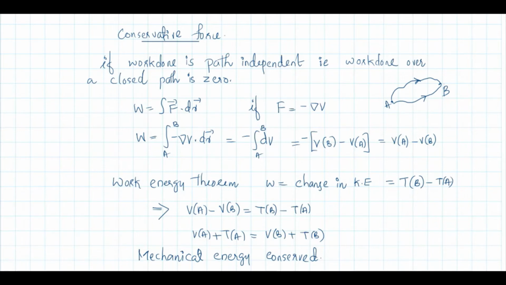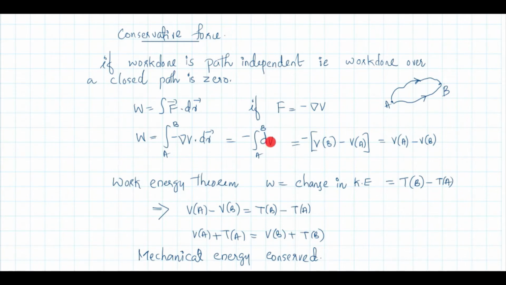Work done is defined as integral F dot dr, where F is the force and dr is the infinitesimal displacement. Integrating this quantity, you will get total work. Suppose the force can be written as negative gradient of some scalar quantity. We usually call it potential. Suppose the force can be written as negative gradient of potential, you can substitute for this F, that is minus del V dot dr. But del V dot dr is nothing but dV.